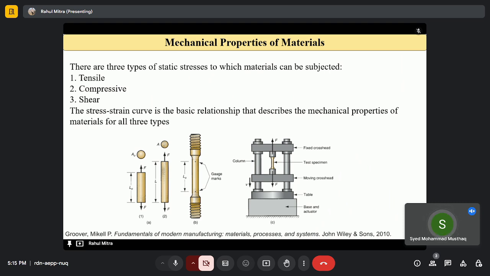So when we are talking about the strength of the material, it is on the basis of a stress strain diagram. I will come to the stress strain diagram. Okay. So the stress strain curve is the basic relationship that describes the mechanical properties of the material for all three types of load. The three types are the tensile, compressive, or shear. So starting with the mechanical properties, these include the elastic modulus, ductility, hardness, and various measures of strength.